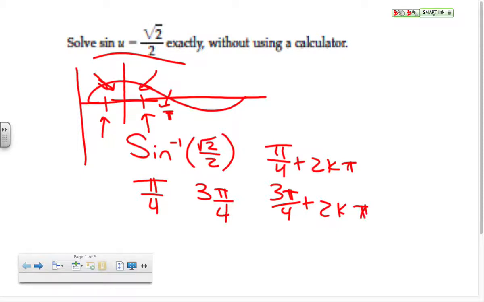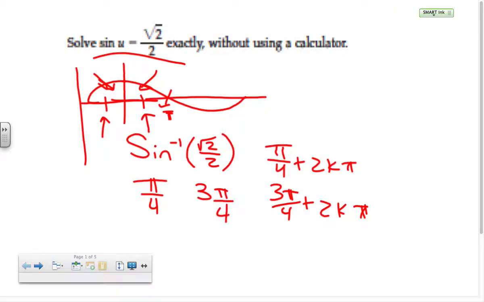Now these are easy. These are unit circle problems. You don't have to worry about calculator work. You don't have to worry about knowing whether it's 2k pi or k pi or whatever. This is just very simple. So we're going to move into what happens if we have problems that are a little more complicated.